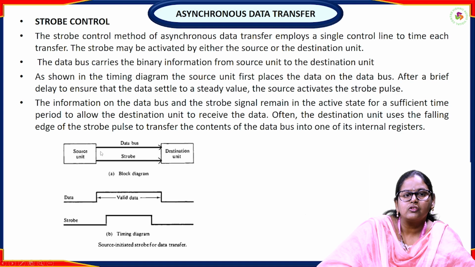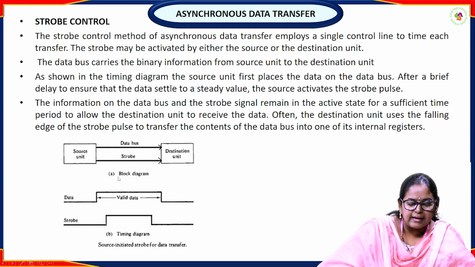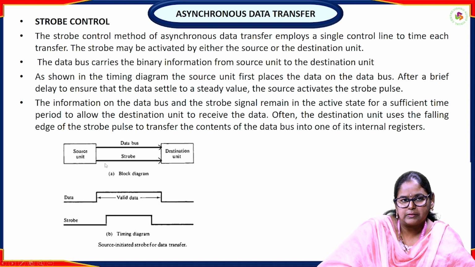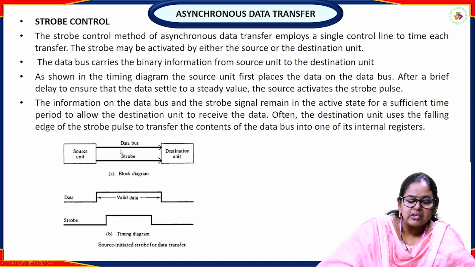So the first method is source initiated strobe. You can see the block diagram, where the source unit places the valid data over the data bus, and the source unit initiates the strobe pulse, informing the destination unit that it is sending valid data on the data bus.